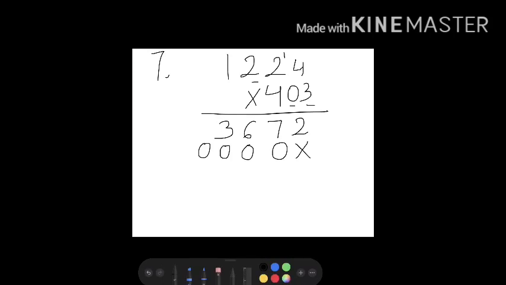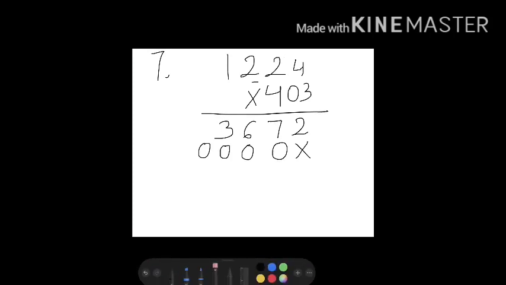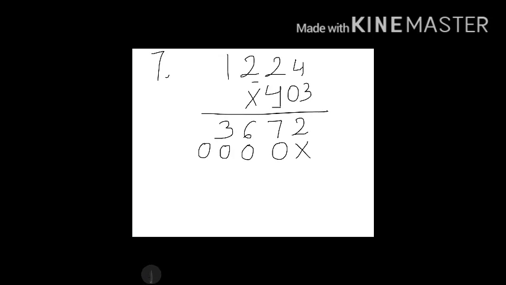Okay, now in the third line we are multiplying with 4. Before multiplying with the third digit, we have to put 2 crosses here like this. 4 4s are 16. Then we will multiply here with 4, so we'll get 16 and 1 will be the carryover.